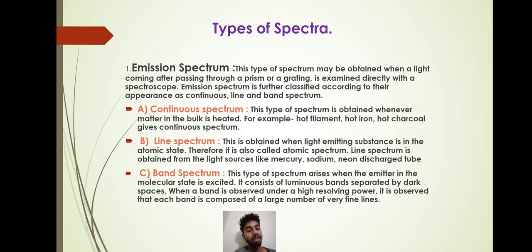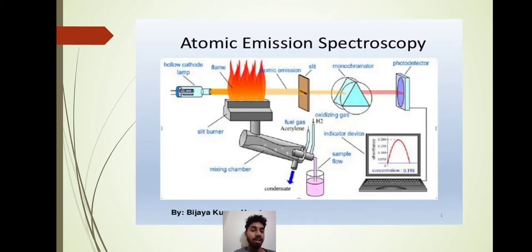And other is the band spectrum. This type of spectrum arises when the emitter in the molecular state is excited. It consists of luminous bands separated by dark spaces, and when a band is observed under a high resolving power, it is observed that each band is composed of a large number of various lines. This is the diagram of atomic emission spectroscopy.